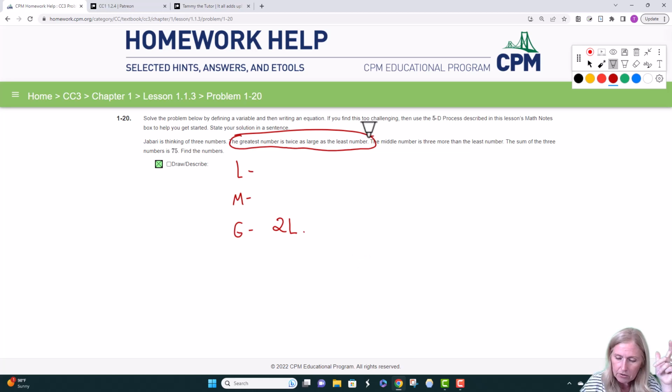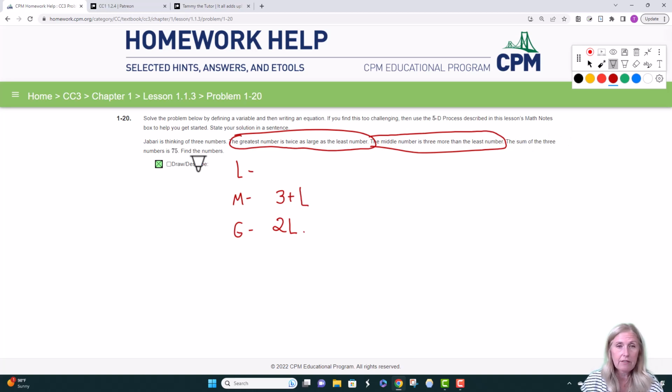Okay, the middle number is, let's see what they're telling us, 3 more than least, okay? The middle number, here's what they're telling us about the middle number. It's 3 more than whatever the least is. Whatever that least number is, add 3, because this one's got 3 more to it. You just have got to learn how to read word sentences and turn them into math sentences, okay, guys? And it gets easier and easier the more you see different examples. Now, the sum of the 3 numbers is 75, find the numbers.